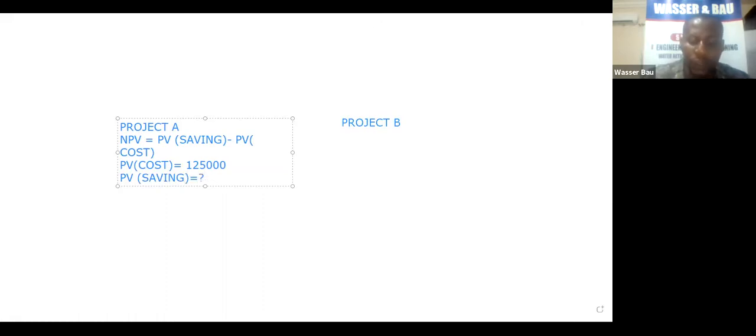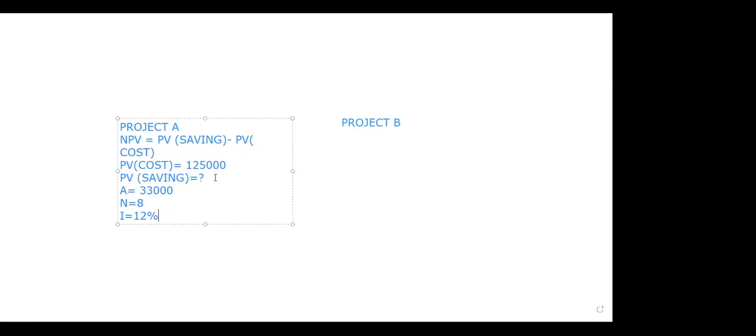We don't know it, but we are giving some values to get it. Like the A, we are giving the A. And what is the A? Yes. And we are told that it will last for 8 years and that the cost of borrowing, or the banking rate, is 12%. So with these three parameters, we can get the P.